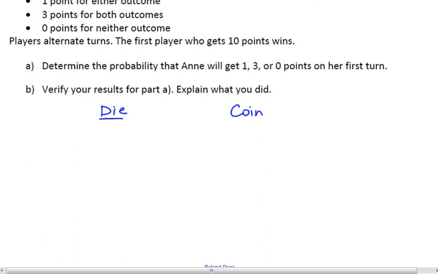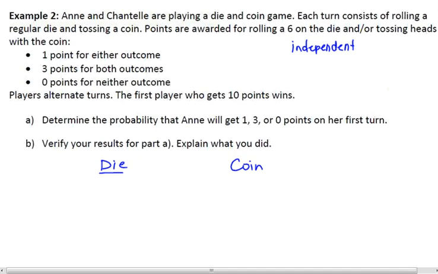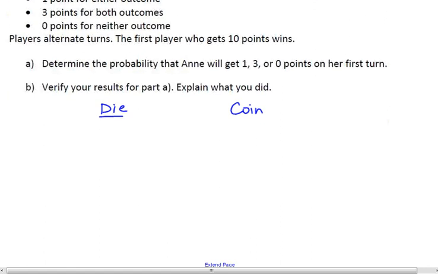Okay, so what outcome? Points are awarded for rolling a 6. So what are the 2 outcomes with your dice? Either you roll your 6 or you don't roll your 6, so not 6. Either you roll a 6 or you don't roll a 6. Because you only get a point if you roll a 6.